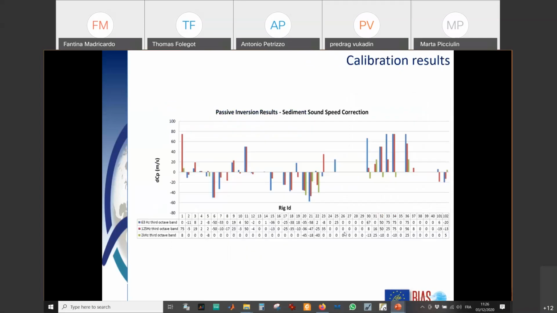So we did that for all the measurement stations. I think there were 38 or 39 stations. Some numbers are missing somewhere.